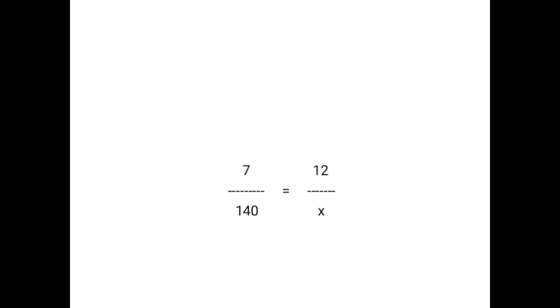In the first ratio, weight of onions upon cost of onions which you wrote, and the numbers which are given here, you have to arrange on the left side, that is 7 upon 140. Then on the right side, the second ratio which you wrote, weight of onions upon cost of onions, the numbers which are given here, you have to arrange on the right side, and that is 12 upon x. You have to find the cost of 12 kg of onions, so the cost is x. And then you have to use the cross multiplication method.